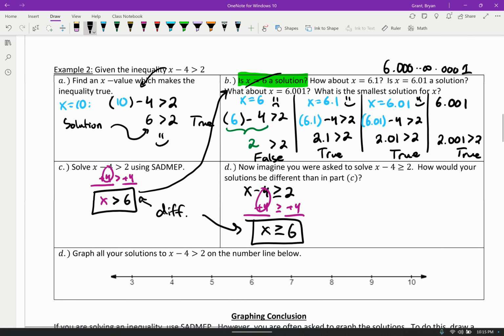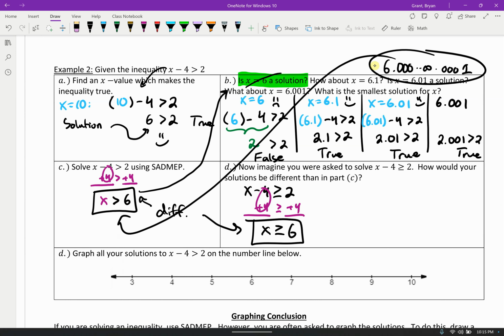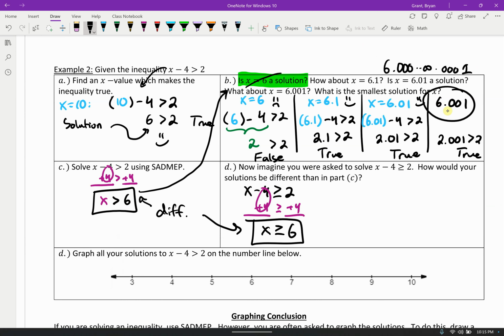So maybe instead of saying that the smallest number is 6 with an infinite number of zeros and then a 1, what if we just said it's any number bigger than 6, right? 6 with an infinite number of zeros is bigger than 6. 6.001 is bigger than 6. And that's a really nice way. Instead of saying what the smallest is, instead of saying what it's equal to, we just say it's bigger than 6. It's a pretty eloquent way to do that.